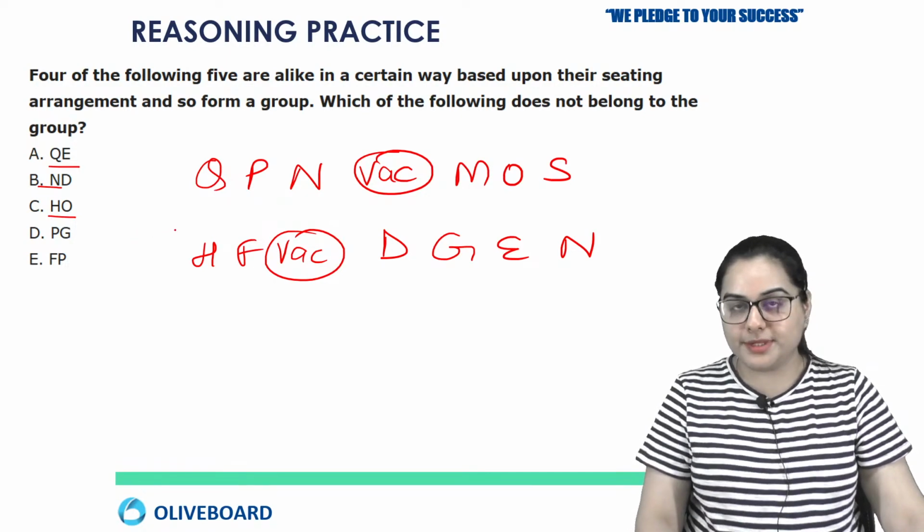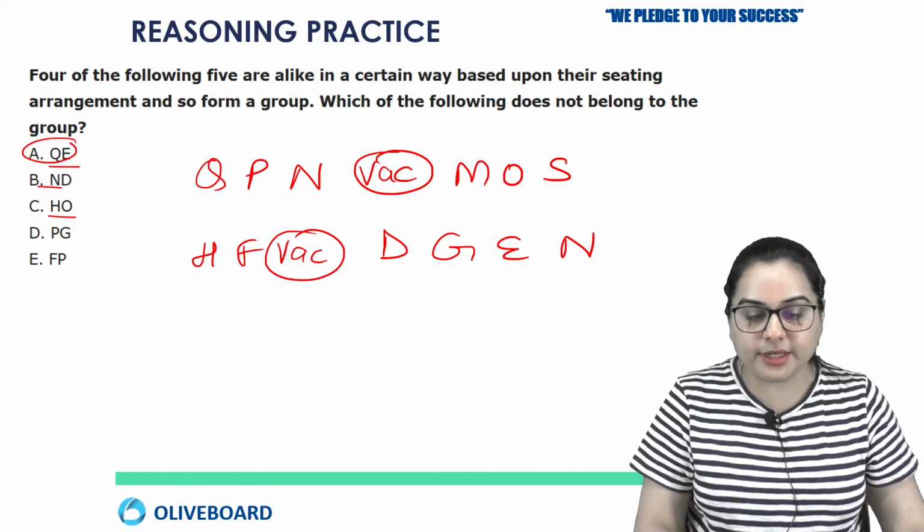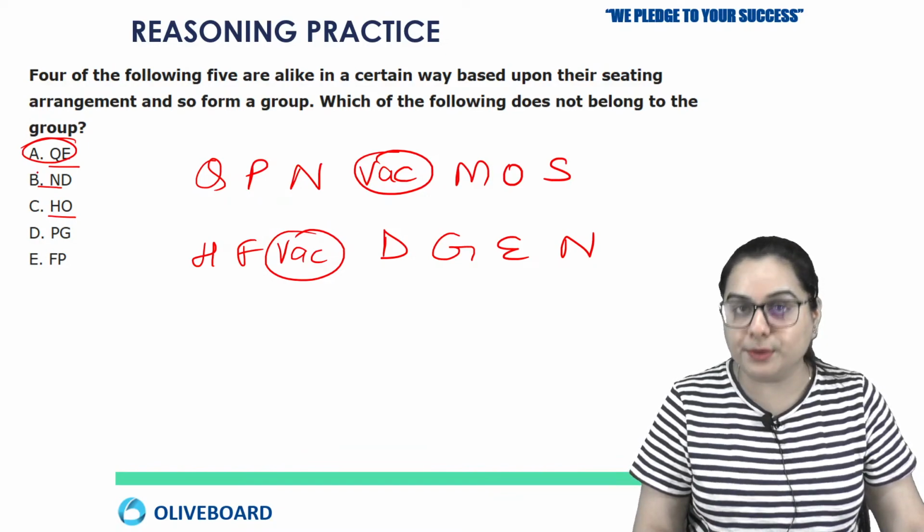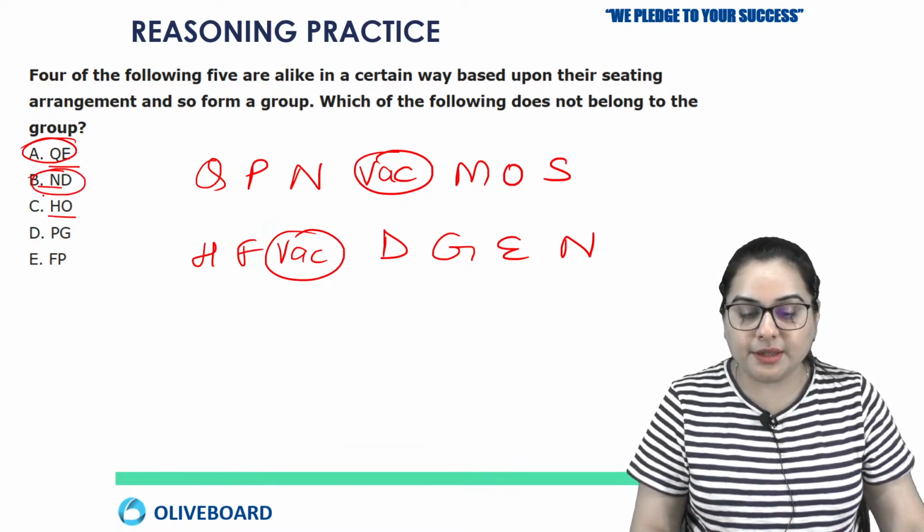Now what is happening here is actually that Q and D are from different rows. One is facing north, the other is facing south. N and D, okay.